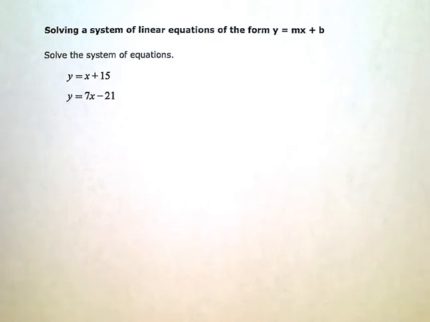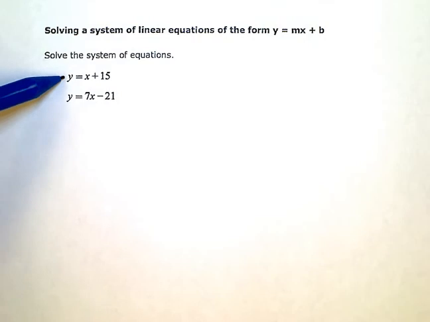Solving a system of linear equations of the form y equals mx plus b, example 2. So I have a system of equations here. They're both in y equals form, or slope-intercept form. So I could pick either one of these, really, since they're both in y equals form, but I'm just going to pick the top one because it's first.